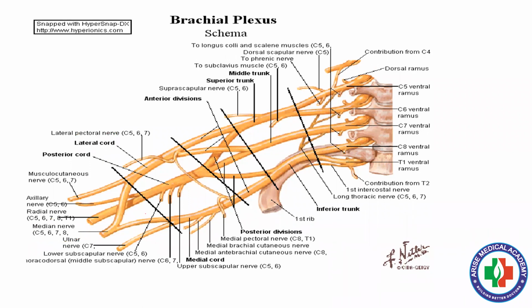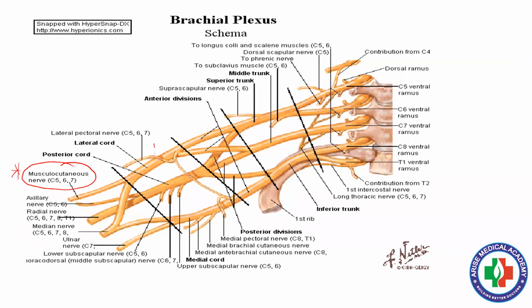So you have identified the first branch out of LML. The next thing, the main branch coming from the lateral cord, is the musculocutaneous nerve. Okay, the musculocutaneous nerve.